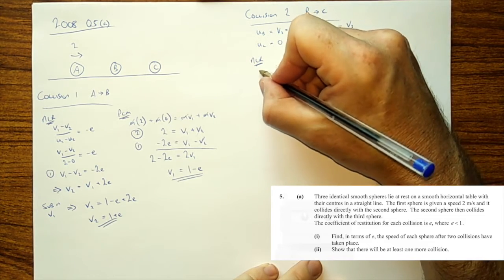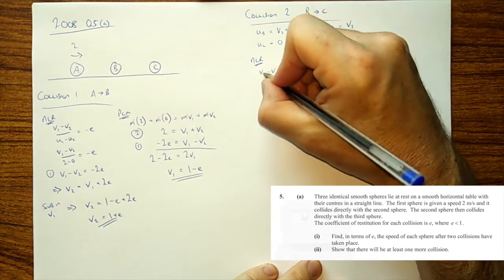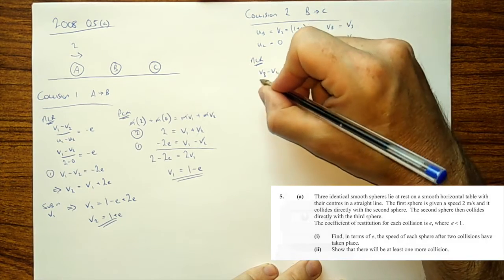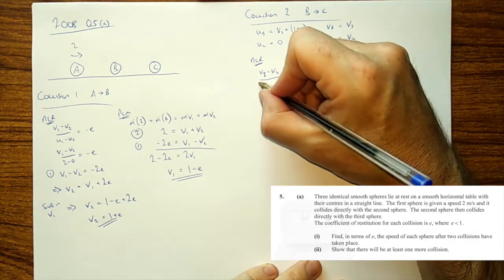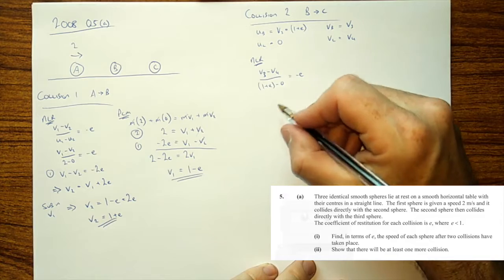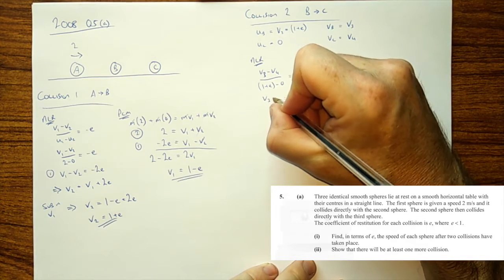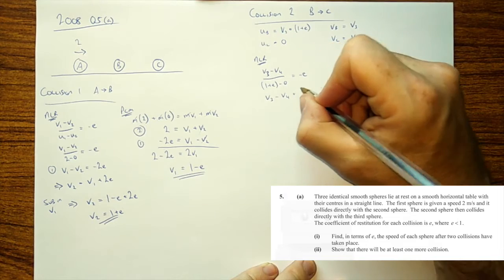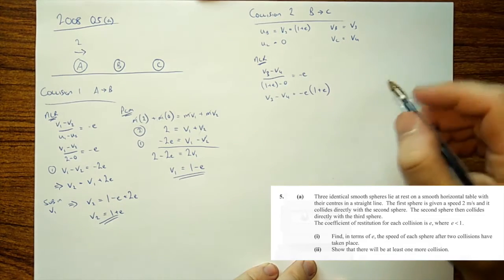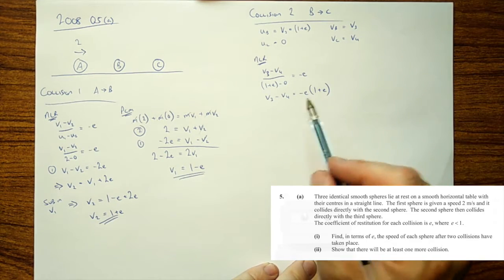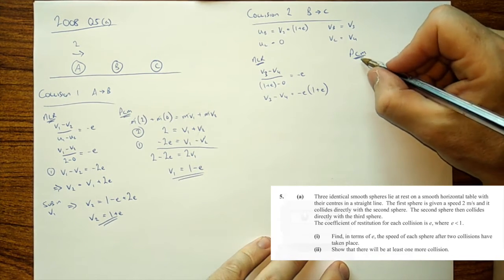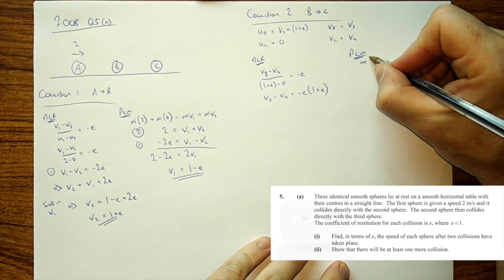Now, into the same old thing, Newton's law of restitution. V3 minus V4, bringing our values in straight away, over 1 plus e minus 0, is minus e. This is going to get a little bit funkier. V3 minus V4 equals minus e times a factor of 1 plus e. We'll leave it like that for the moment and worry about it later on. Principle of conservation of momentum, factor of 1 plus e.